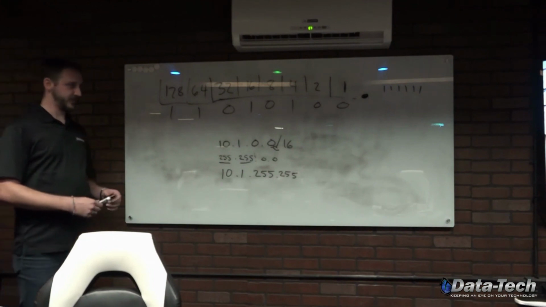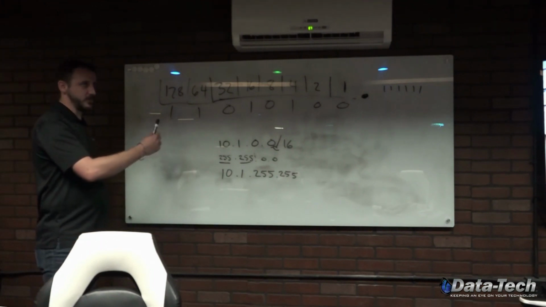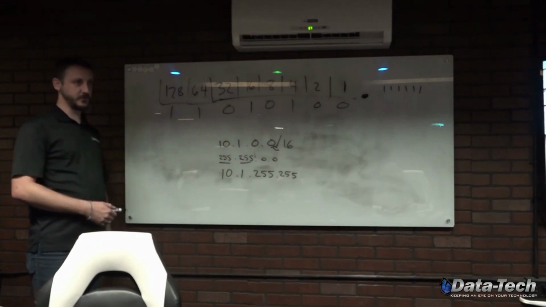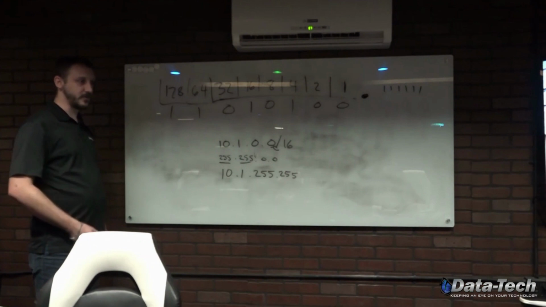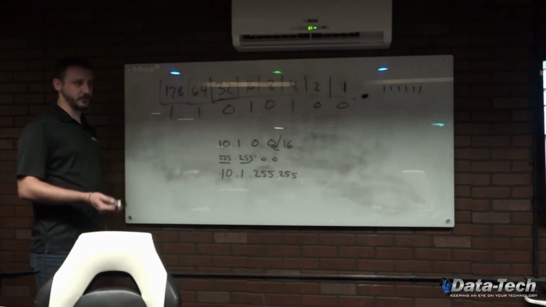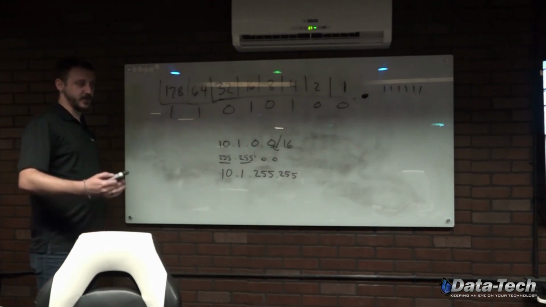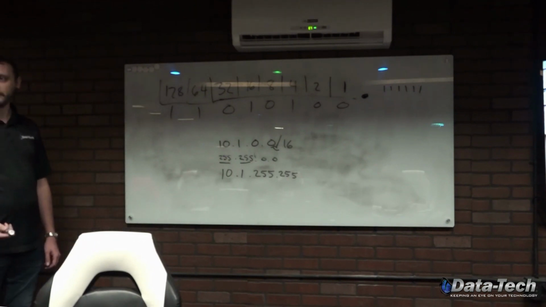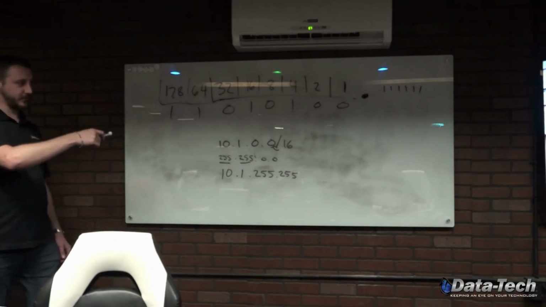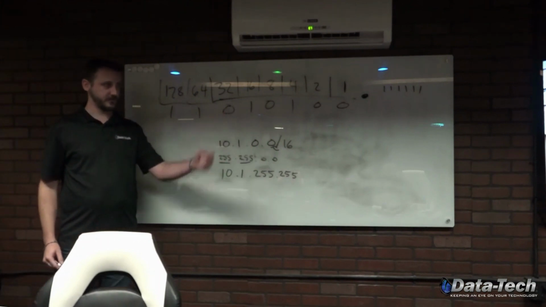Just to say that again, if you're counting up from 192.168.0.250, 251, 252, 253, 254, 255, the next number after that is 1.0. It changes the third octet and goes into the next one.